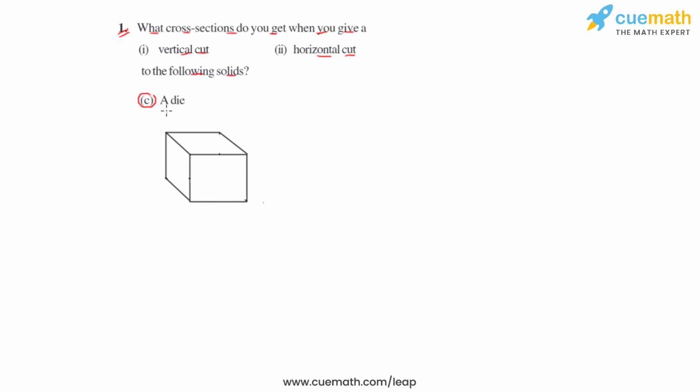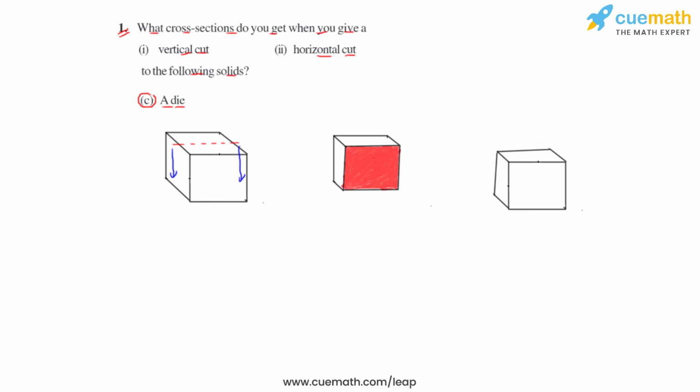Now here we have a die, which is nothing but a cube shaped solid. If we cut the die along these dotted lines in this direction, which will give us the vertical cut, we'll see that the die is divided into two parts, as we can see here in this particular figure, where this cross section, which is this part, represents a square.